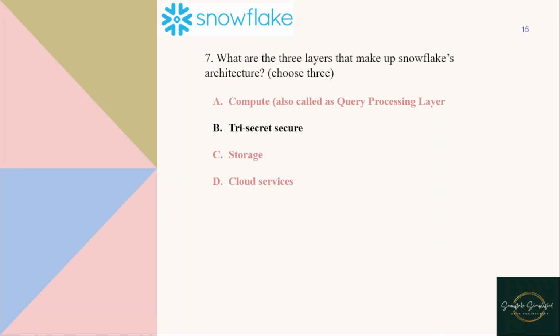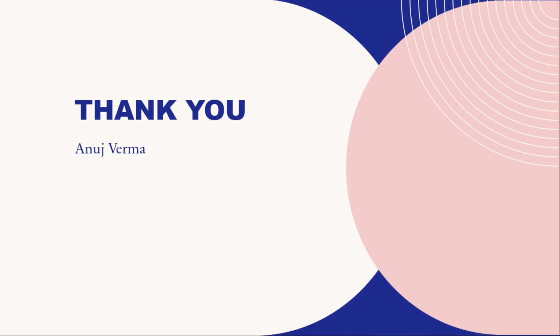The three layers of Snowflake architecture are the compute layer, which is also called the query processing layer, the second is the storage layer, and the third is the cloud services layer.